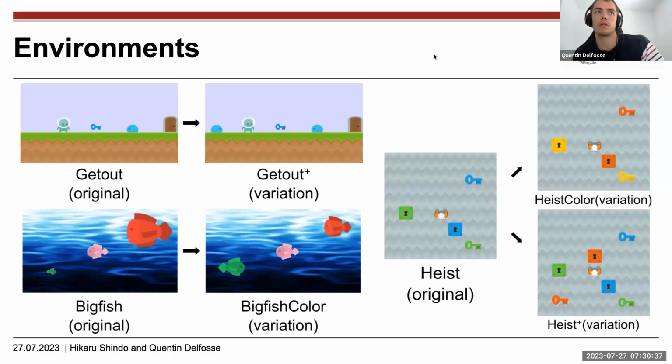The first environment that we used was Get Out. That's the environment that was the example that we had through the presentation. In this environment, you have an agent that is supposed to collect a key, then go to the door while avoiding an enemy. And we have a Get Out Plus variation where you have multiple enemies.